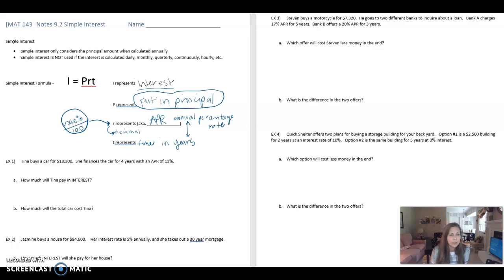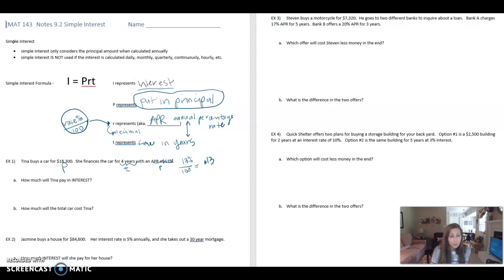So that's very important. Example 1, Tina buys a car for $18,300. She finances it for 4 years with an APR of 13%. Okay, we've got everything we need. This is the P. This is the principal. This is what Tina puts into the situation. Our time is in years. That's very important. So there's T. And our rate is 13%. This is our rate. Now, we have to divide this by 100. This is our percentage, and a percent is always out of 100. That's going to move the decimal 2 places to the left, so our rate is 0.13.